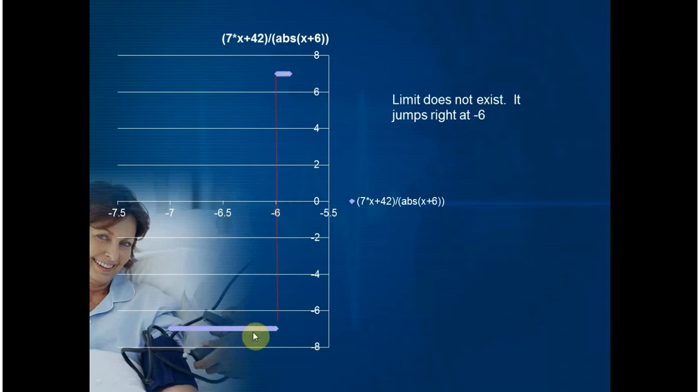On the left side of -6, the y values are getting close to -7, but on the right side of -6, they're getting close to a completely different number, +7. So we say that limit does not exist because it's not one thing. It has to be one thing to exist.